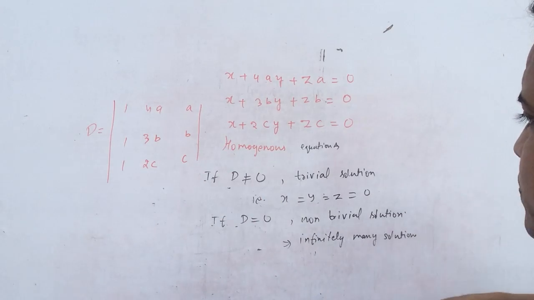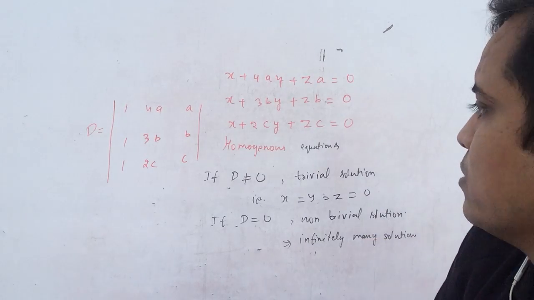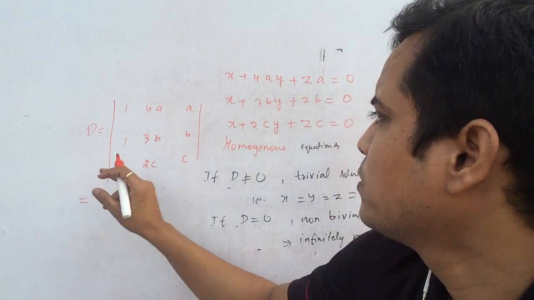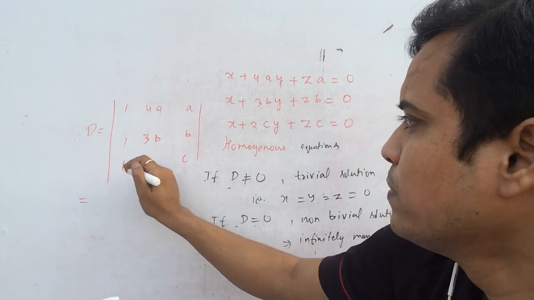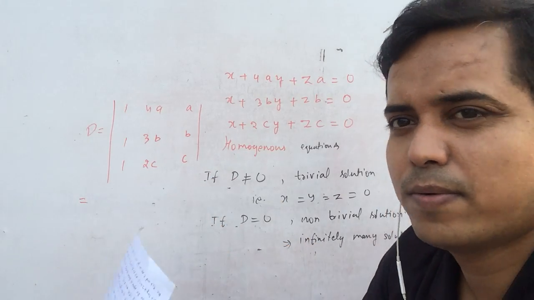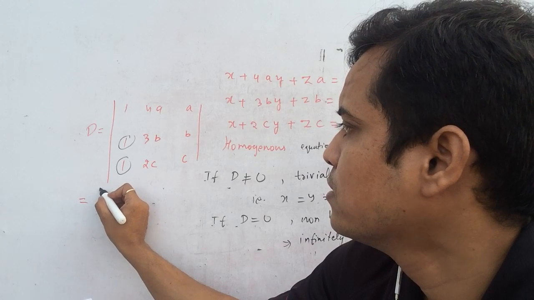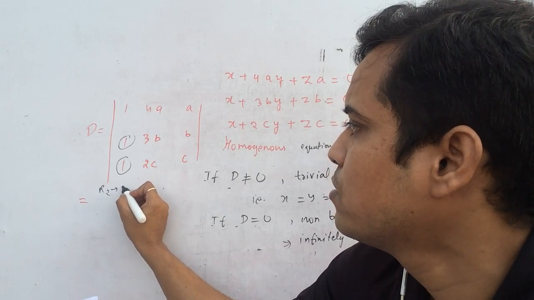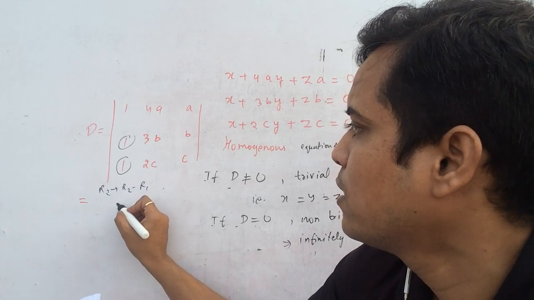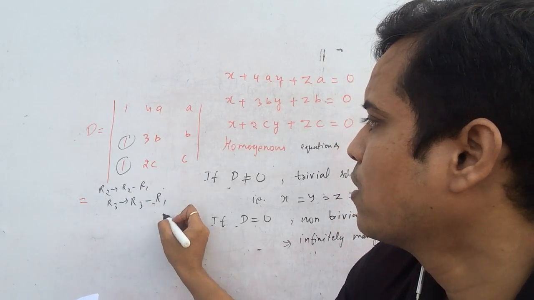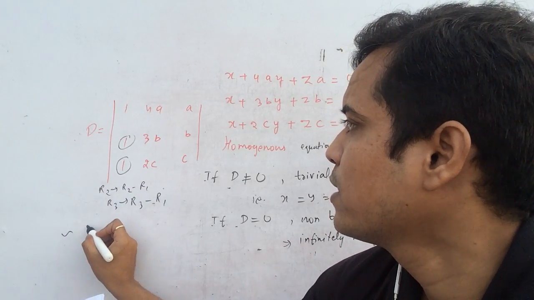Okay, so what do you have to do? Make these two as 0. How? This and this as 0. What would you apply here? R2 changes to R2 minus R1, and R3 changes to R3 minus R1. So apply this.